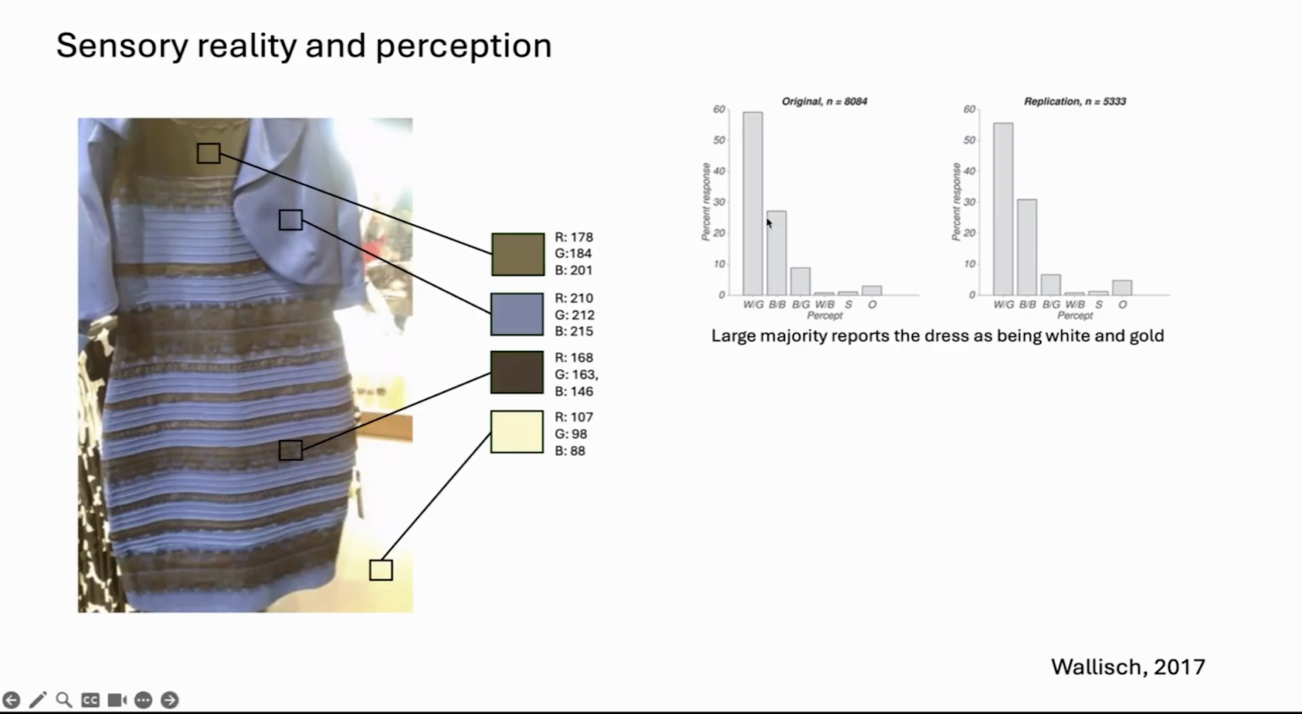And what they found was that about two-thirds of the subjects would rate this dress as being white and gold, and a third blue and black, and then there was a residual number of subjects that reported a combination of both.